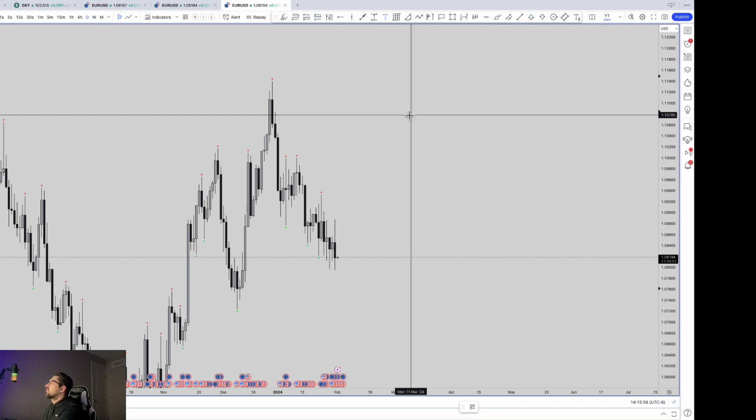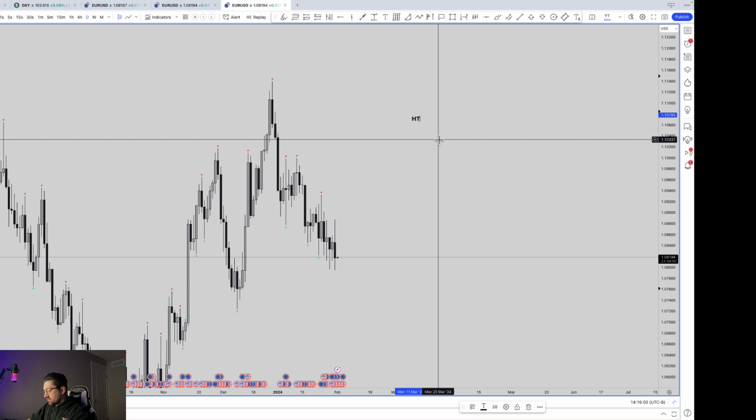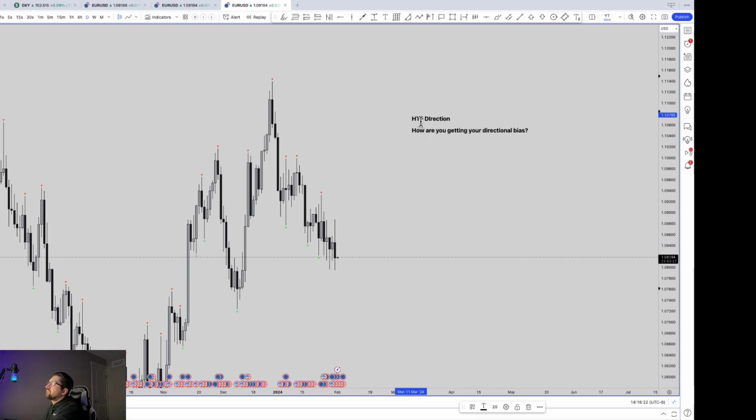So we're going to go higher time frame direction. This is actually not even the starting point. This is actually the second point. We're going to go back to the starting point after this. So higher time frame direction. How are you getting your directional bias? So, you know what? Let's just do part one before I forget.